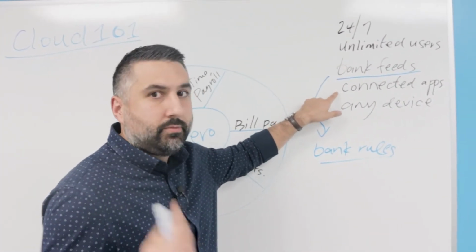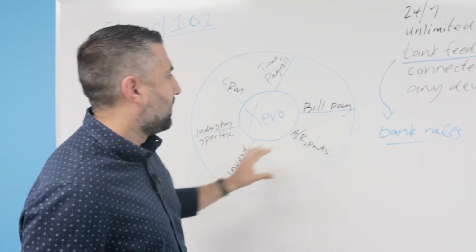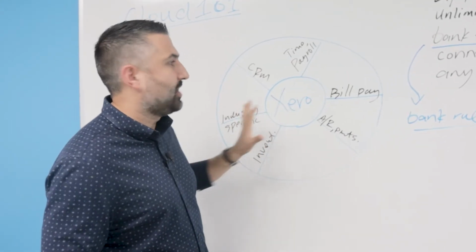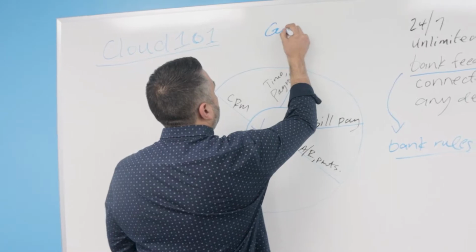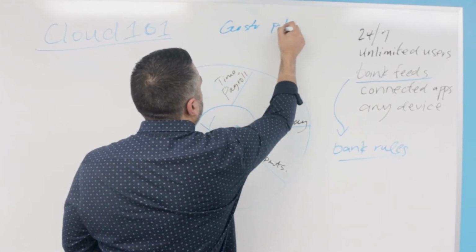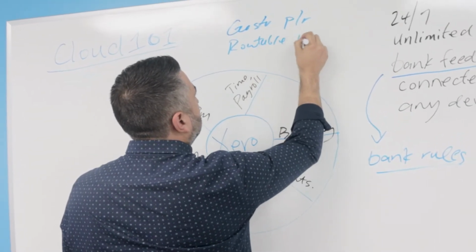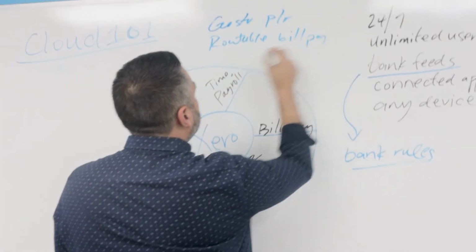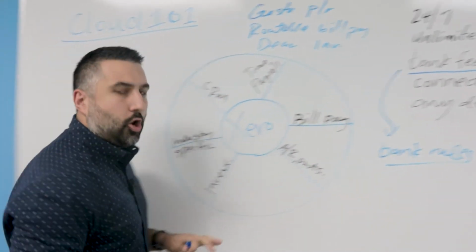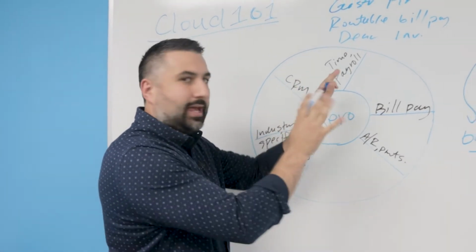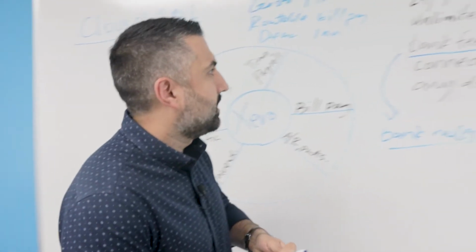The connected apps, but their app in particular is great. But the connected apps here is what I'm talking about. And we're going to get into these more as we flesh out this series. We're going to get into some of our favorites like Gusto for payroll, Routable for bill pay. What else do we use? Deer, inventory management. We're going to get into all of these and tell you why we like these, how you can use them, what the benefits are, competitors, all that. But let's get back into Xero.